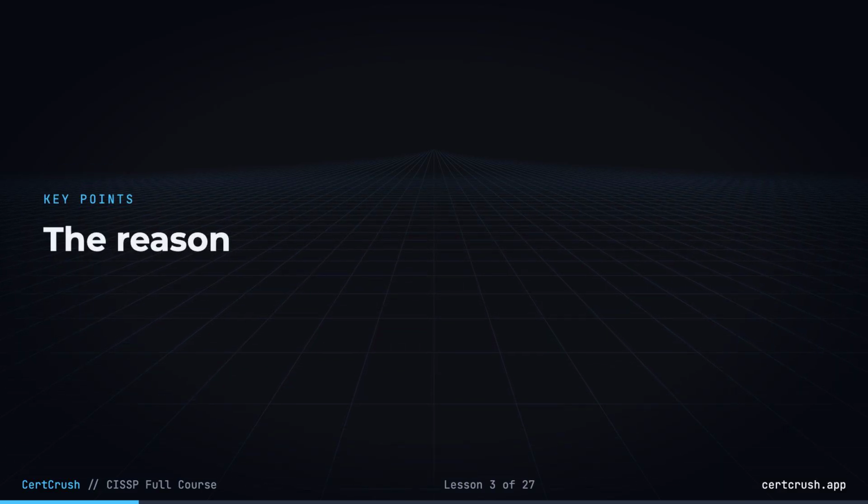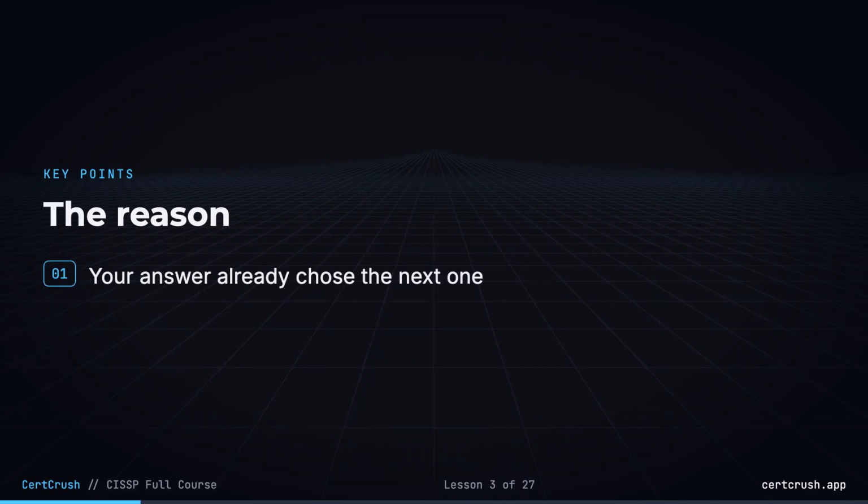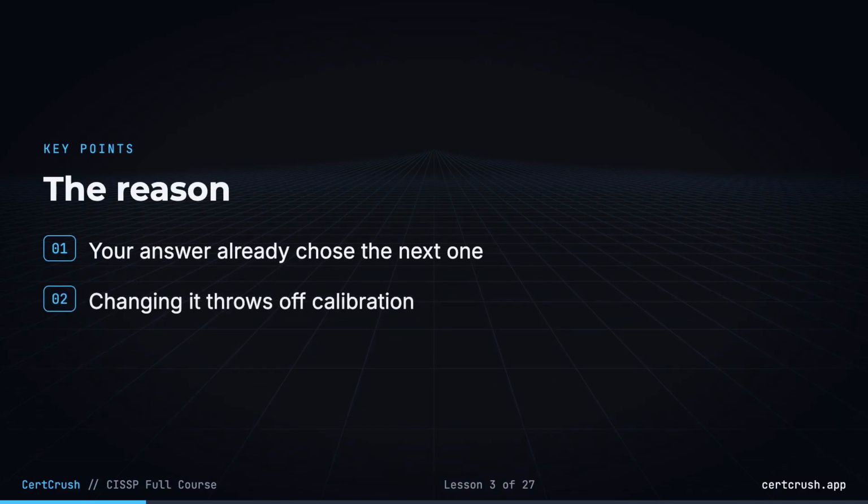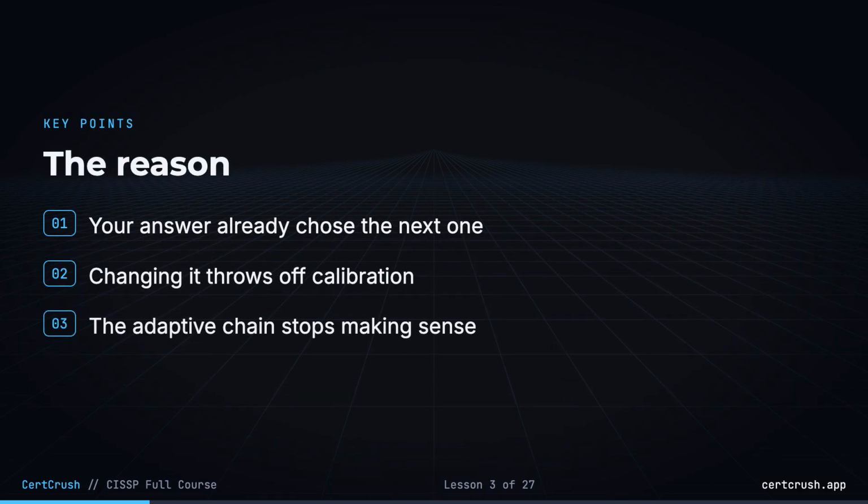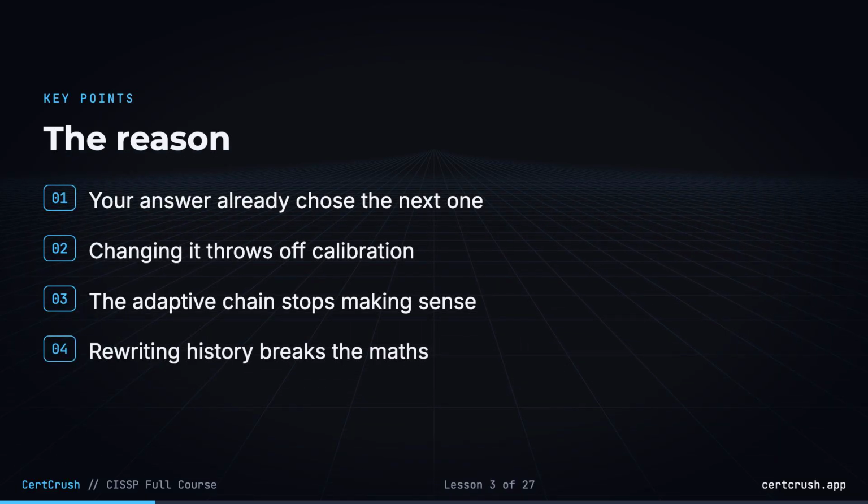Why is the CAT so strict about this? Because the engine has already used your answer to choose the next question. If it let you change an earlier answer, it would throw the whole calibration off. The whole adaptive chain behind it would no longer make sense. The path you walked was built on the choices you made. Letting you rewrite history would break the math.